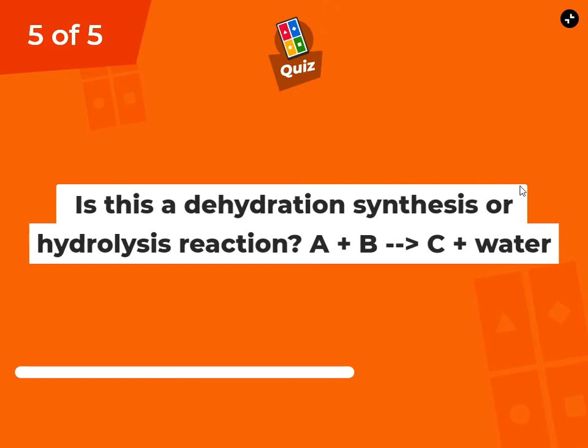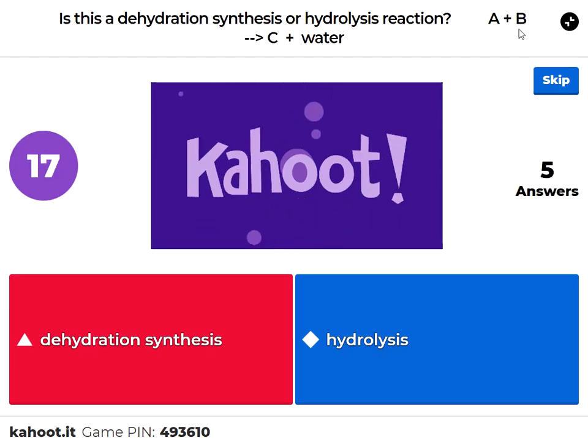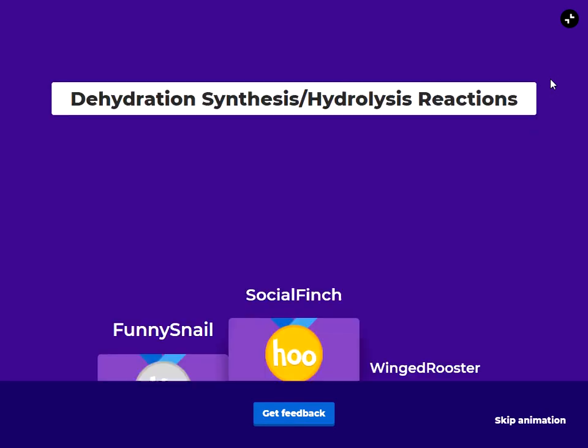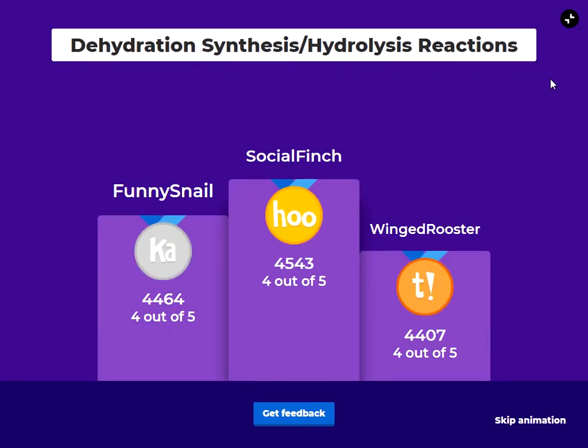Number 5, is this a dehydration, synthesis, or hydrolysis reaction? This is looking at a letter equation. So if we're looking at a letter equation, A plus B yields C plus water, the arrow's pointing towards water. So that tells you something about reactions and products. Uh-oh, a little bit of confusion there as well. So let's see, we've got congratulations to Funny Snail, Social Finch, and Penguin Rooster.